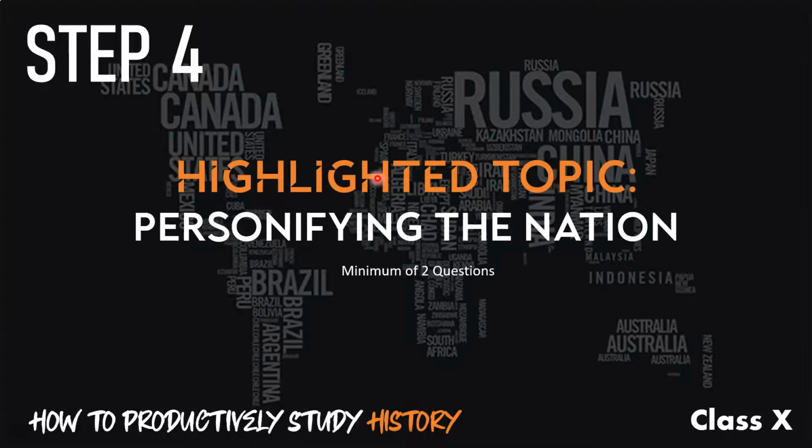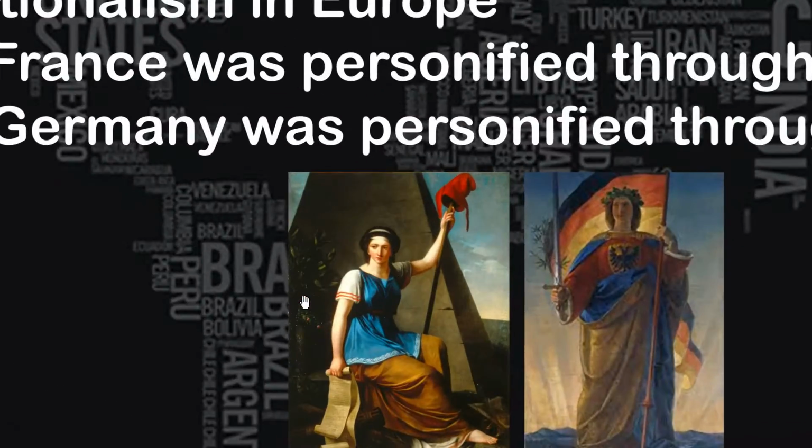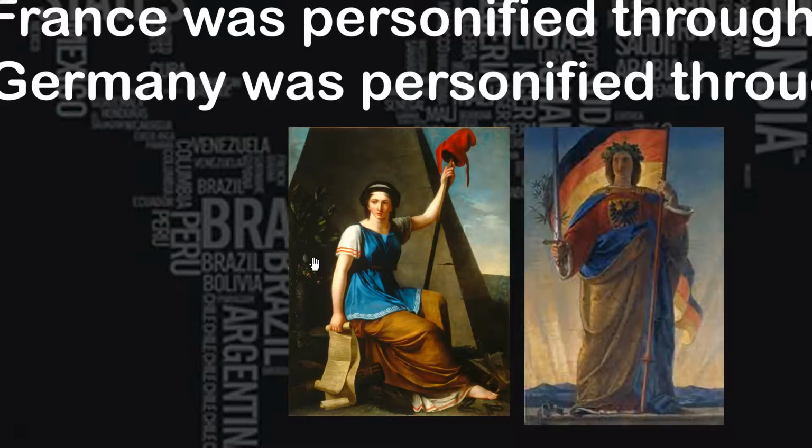Step 4. One of the most important topics, and I've had at least 2 questions in every social studies exam that I've ever taken, and that's personifying the nation. So, nationalism in Europe, France was personified through Marianne. And if you can see here, she's wearing the tricolor. Her clothing is in the tricolor, blue, white, and red. And over here she's holding the Phrygian cap, which represents freedom of slaves.